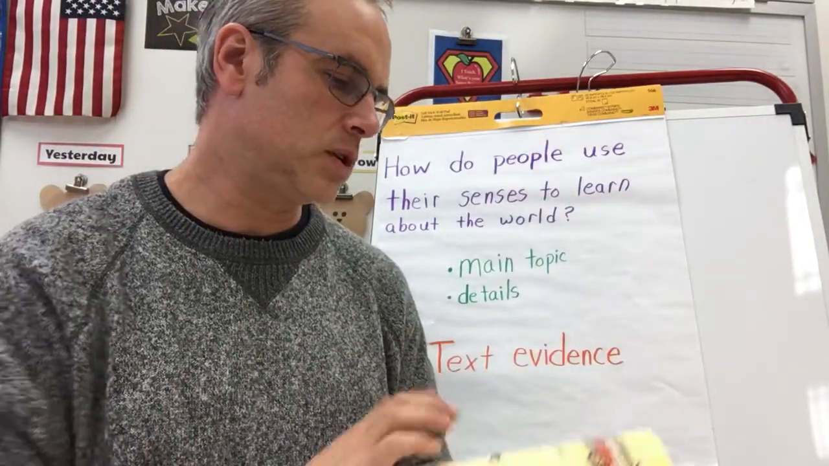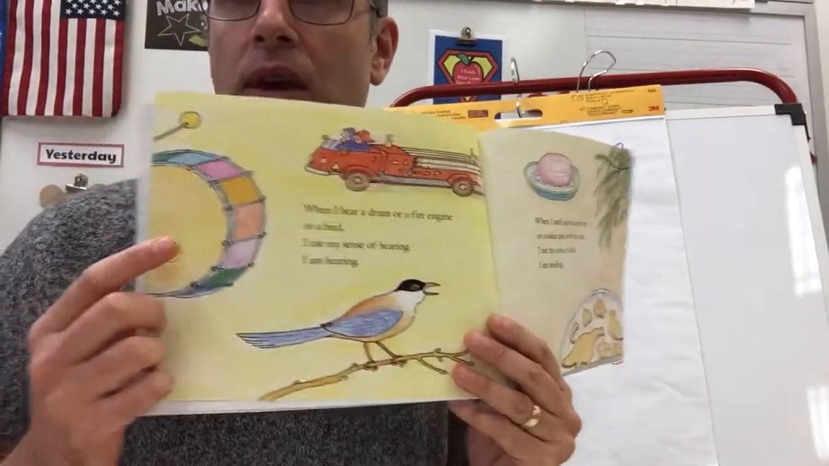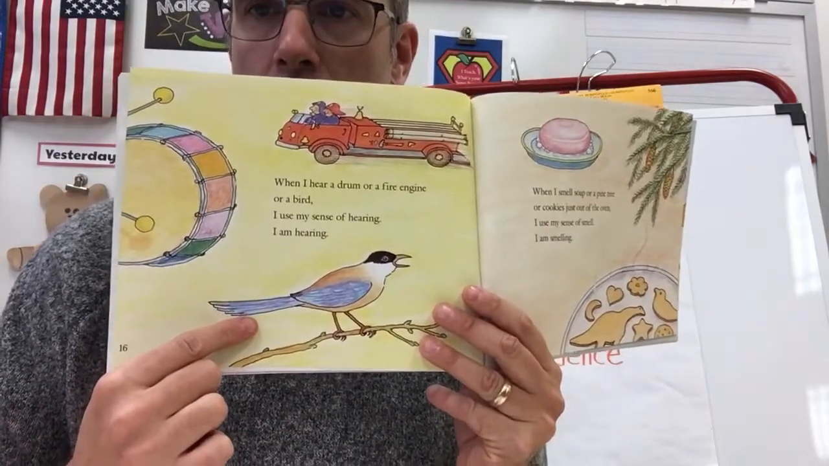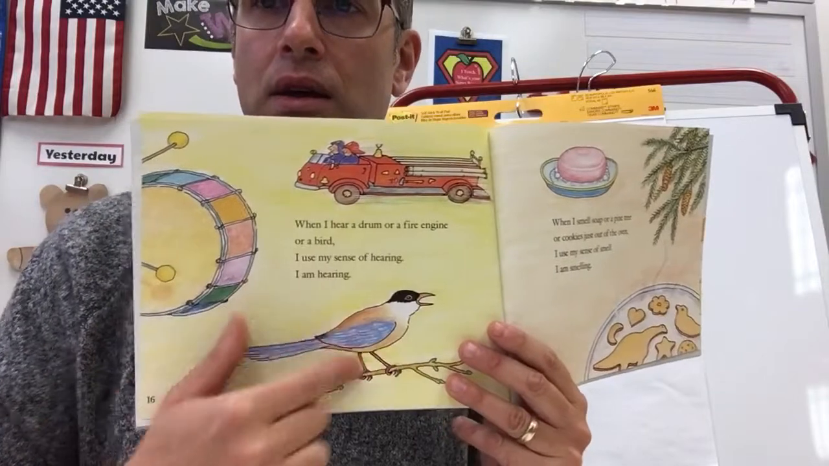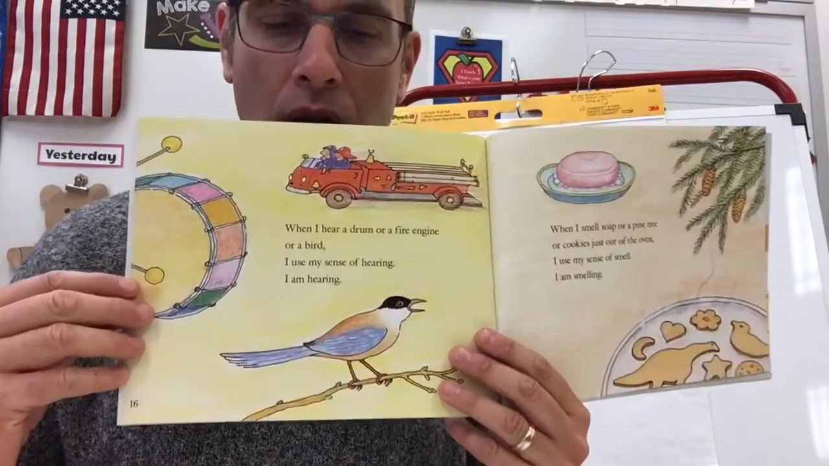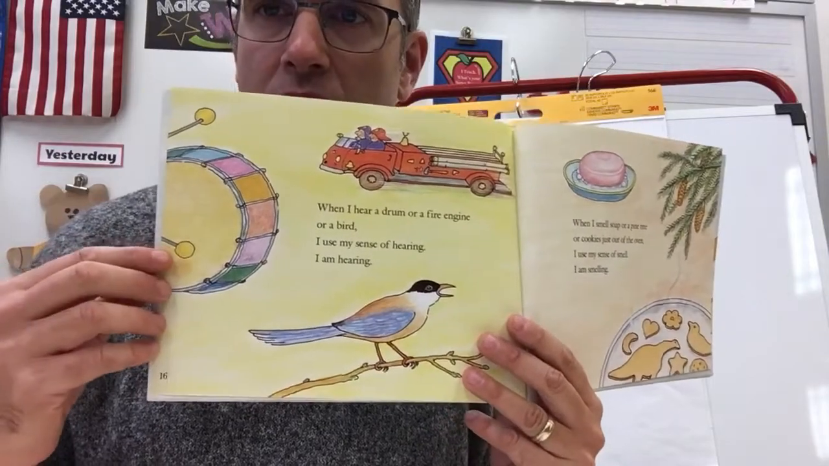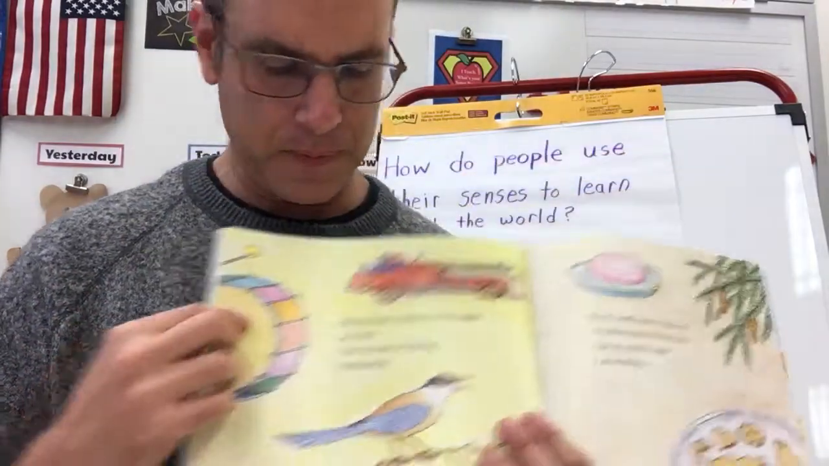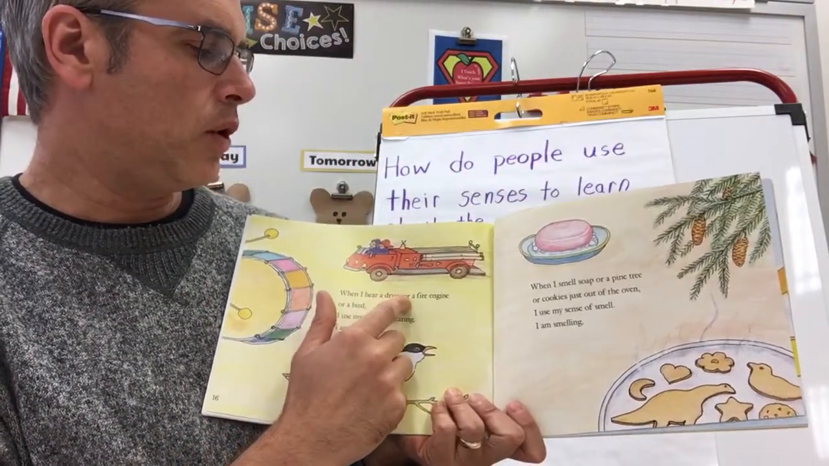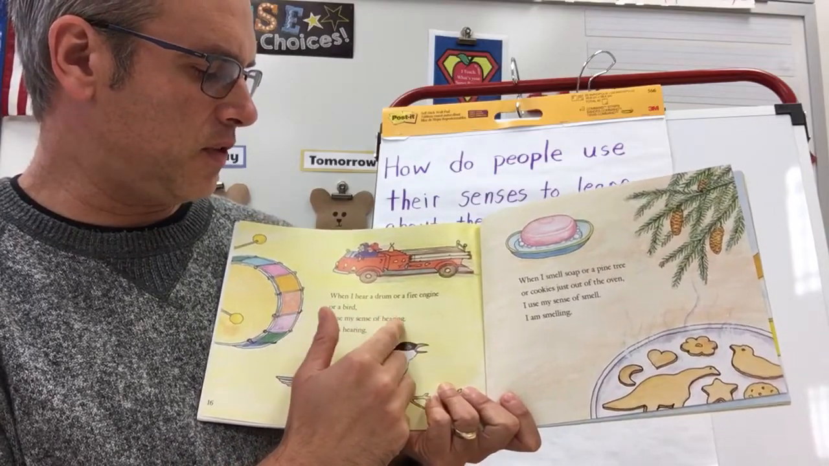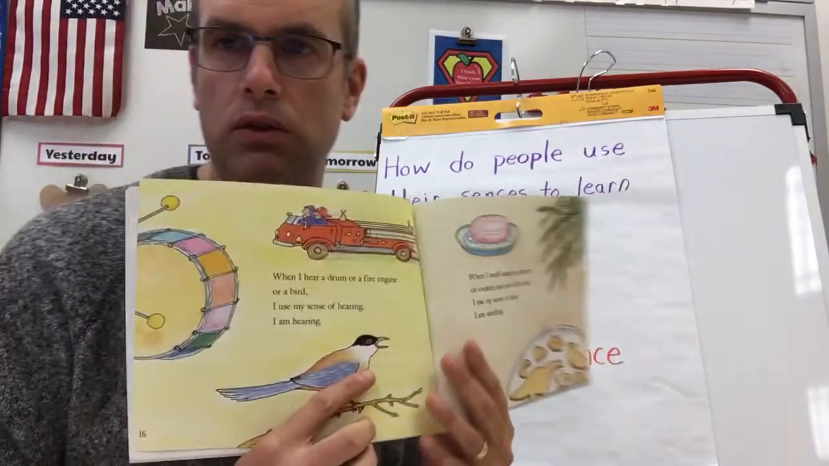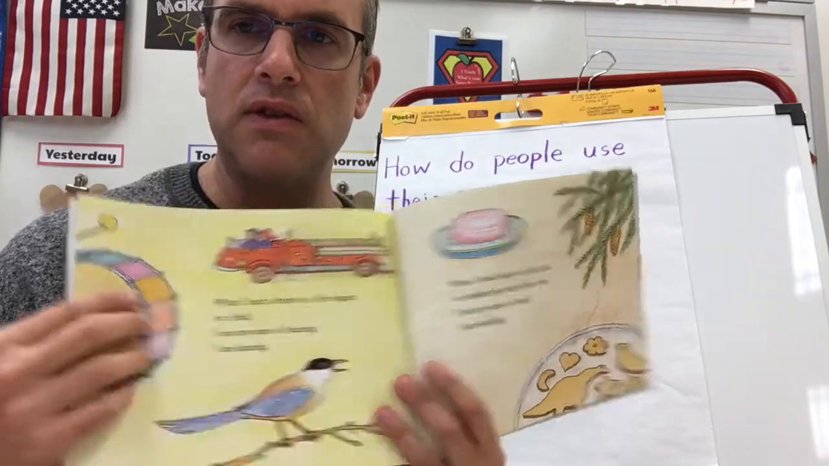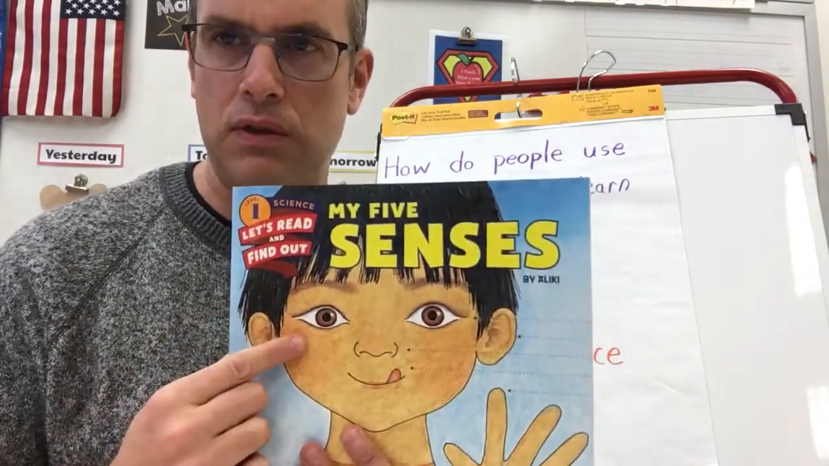Let's do another page. Okay, this one. I see a drum, and I know a drum is loud. And I see a fire engine, and I know a fire engine is loud. And I see a bird, okay? And I know that just kind of by looking at it, those illustrations or pictures are letting me think about the sense of hearing. And we use our ears to hear. And there's some text here, so let's see if that all ties together. I'll read it for you. When I hear a drum or a fire engine or a bird, I use my sense of hearing. I am hearing. So those details in that page talk about the sense of hearing, all right? And the sense of hearing goes back to our main idea of one of the five senses, all right?